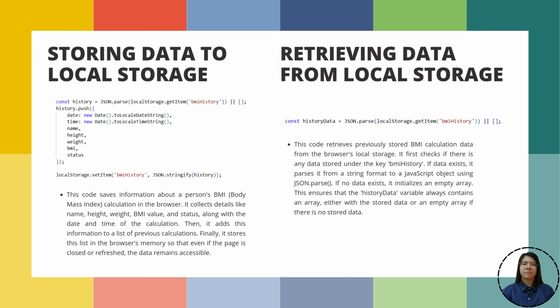Retrieving data from local storage. This code retrieves previously stored BMI calculations data from the browser local storage. It first checks if there's any data stored under the key BMI history. If data exists, it parses it from a string format to a JavaScript object using JSON parse. If no data exists, it initializes an empty array. This ensures that the history data variable always contains an array, either with the stored data or an empty array if there is no stored data.